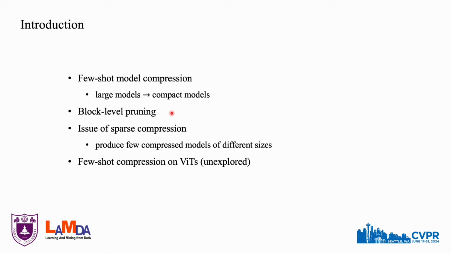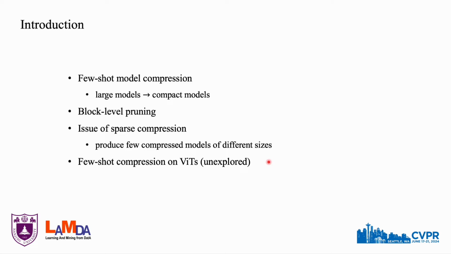However, in particular, the issue of sparse compression exists in traditional CNN few-shot methods, which can only produce very few compressed models of different model sizes. Moreover, few-shot compression for vision transformers remains largely unexplored, while the current SOTA methods for ViT compression always falter in the few-shot context, which presents a new challenge.